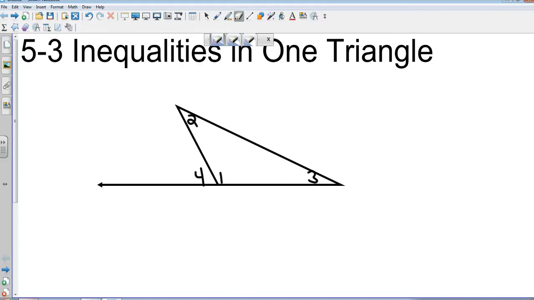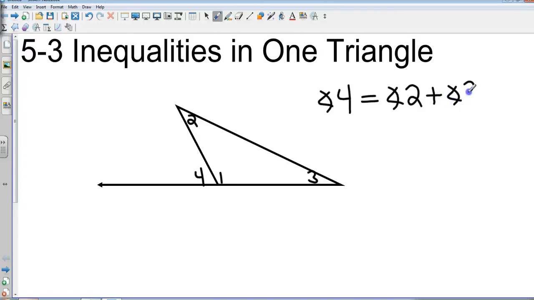Okay, geometry 5-3, inequalities in one triangle. So I'm going to look at a triangle right here, and I've extended that triangle to get an exterior angle. And so a long time ago, we learned an exterior angle theorem that said angle 4 is equal to angle 2 plus angle 3.